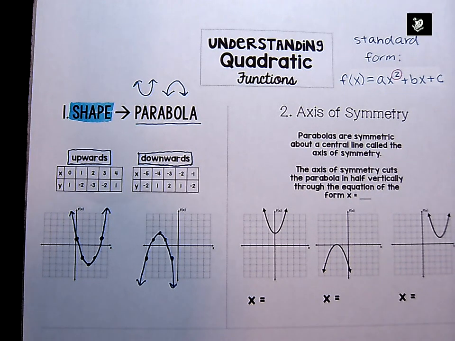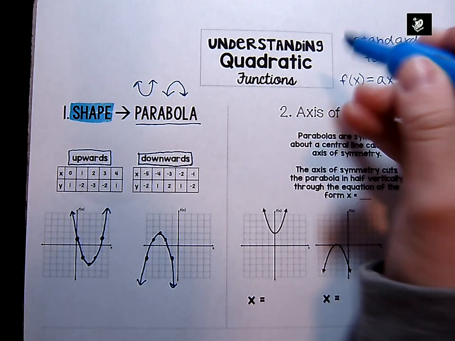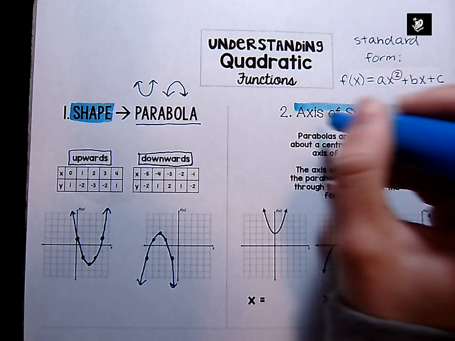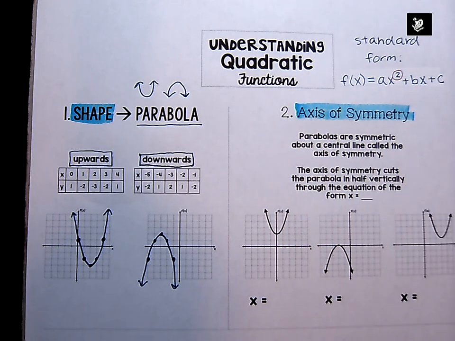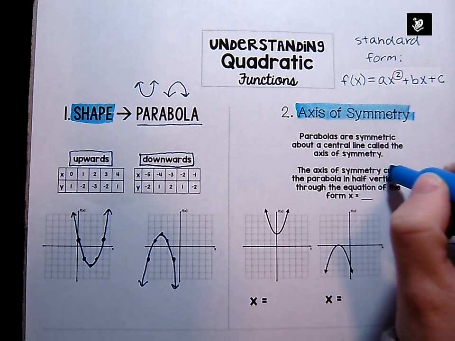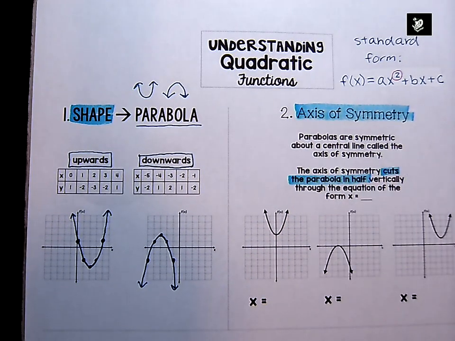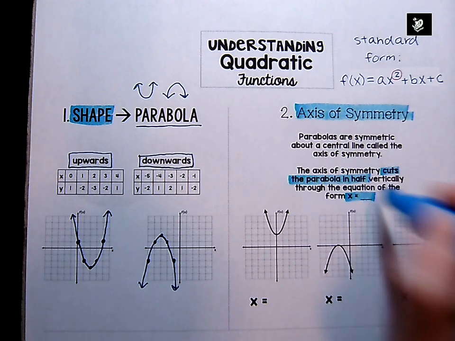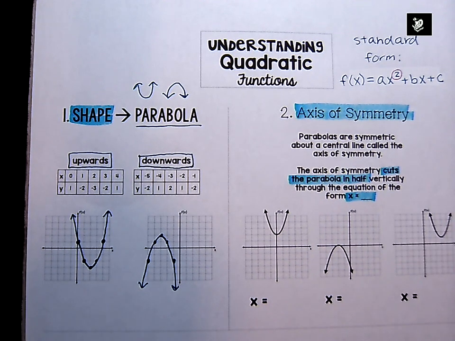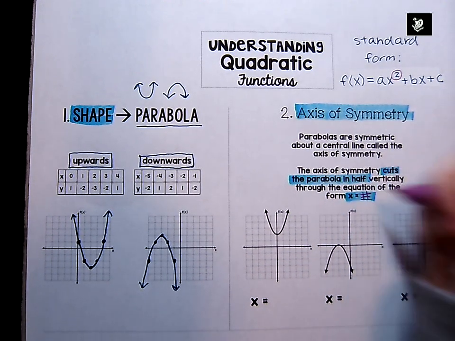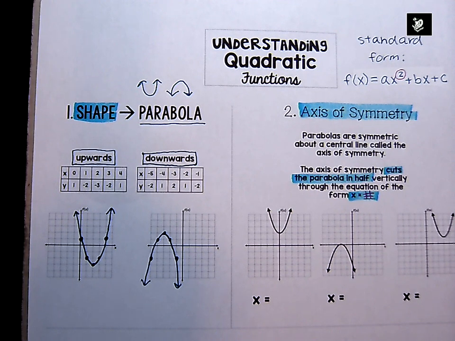All parabolas have what's called the axis of symmetry. So it's basically a line that goes straight down the parabola and cuts it in half. So if you want to highlight, cuts the parabola in half. And the equation of the axis of symmetry is always going to be x equals some number. So you have to figure out what that number is going to be.